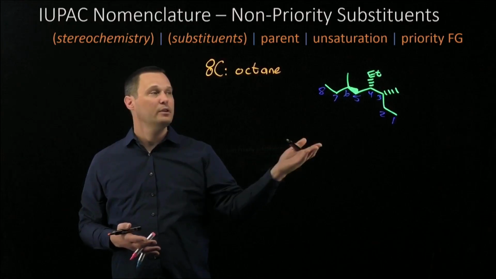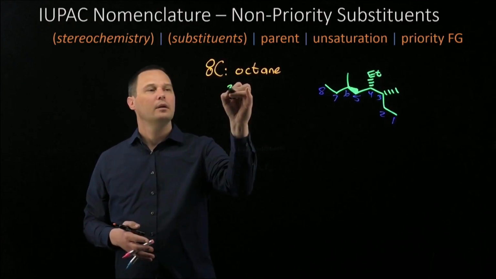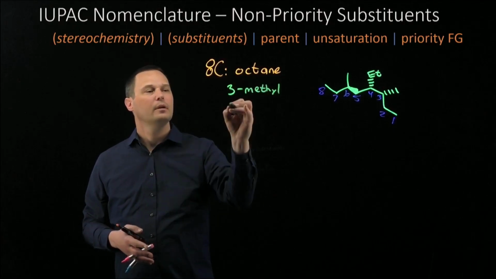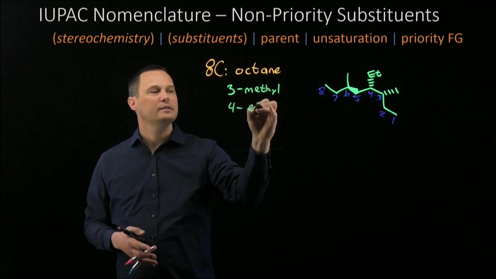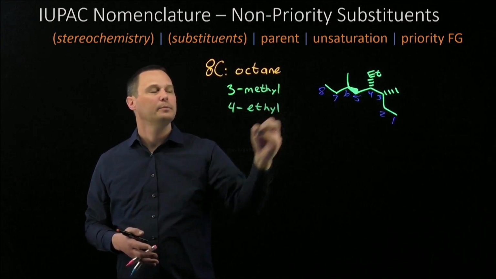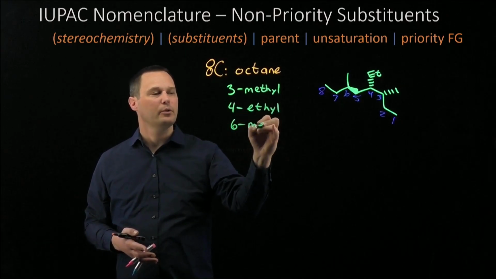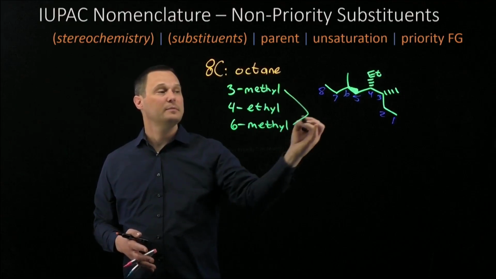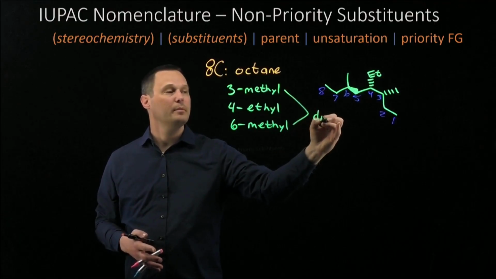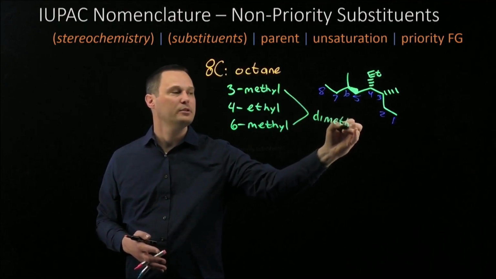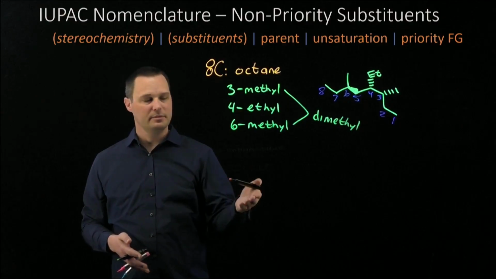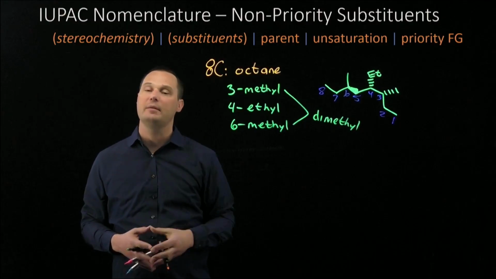The next step is to look at the substituents and their locations. On carbon 3, we have a methyl group. On carbon 4, the Et is our abbreviation for the ethyl group. And on carbon 6, we have another methyl group. With 2 instances of the same substituent, we would combine these with the numeric modifier and call this a dimethyl substituent. The next step is to add the substituents in alphabetical order, followed by the name of the parent hydrocarbon.